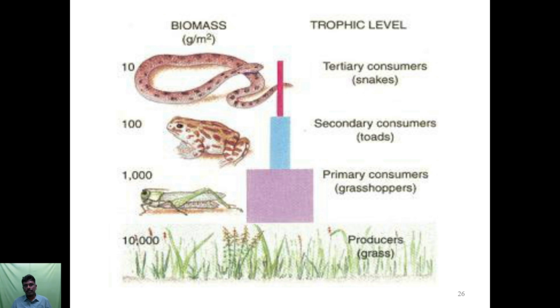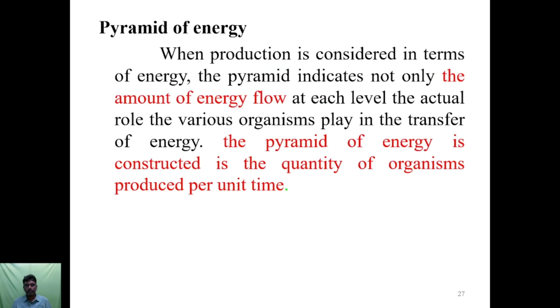This is the biomass. We are indicating unit as gram per meter square. In the lower level, we are having producers, that is 10,000 gram per meter square. In the primary consumer, grasshoppers, 1000 gram per meter square. In the third level, secondary consumers, 100 gram per meter square. In the next level, tertiary consumers, 10 gram per meter square. These are all based on biomass.